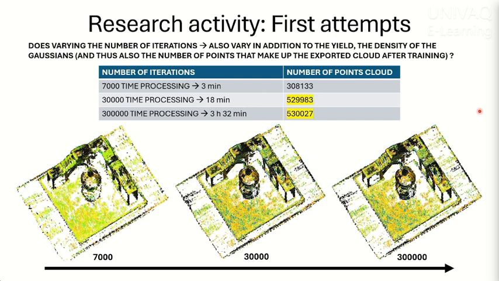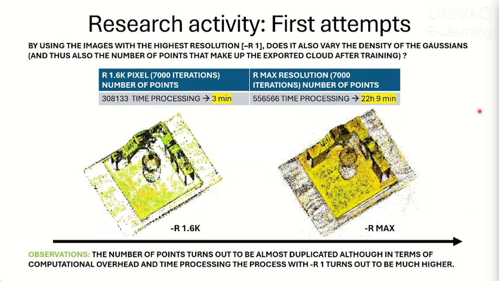This means that the number of iterations is important just to best fit the adjustment of the Gaussians inside the model. While if we leave everything at default and change only the resolution setting, we can see that the number of points varies a lot, and of course the processing time too.